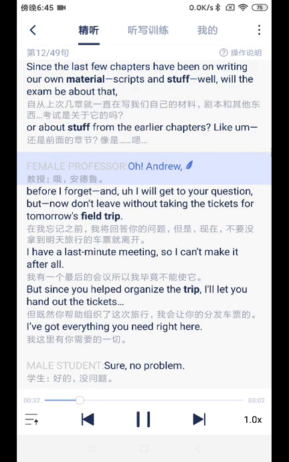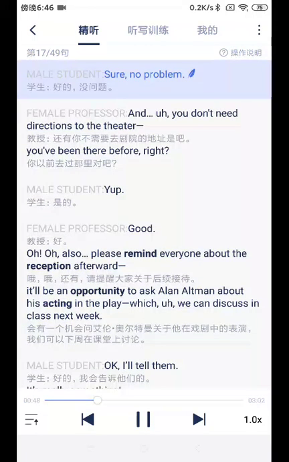Andrew, before I forget, and I will get to your question, but don't leave without taking the tickets for tomorrow's field trip. I have a last-minute meeting, so I can't make it after all, but since you helped organize the trip, I'll let you hand out the tickets. I've got everything you need right here. Sure, no problem. And you don't need directions to the theater. You've been there before, right? Yep. Good. Also, please remind everyone about the reception afterward. It'll be an opportunity to ask Alan Altman about his acting in the play, which we can discuss in class next week. Okay, I'll tell them.